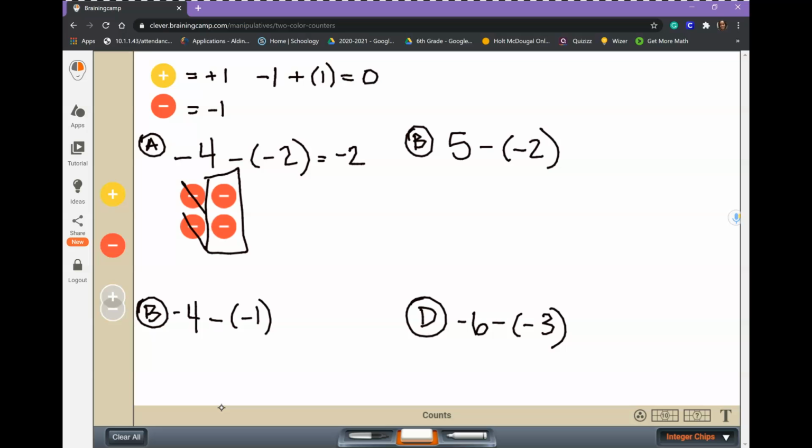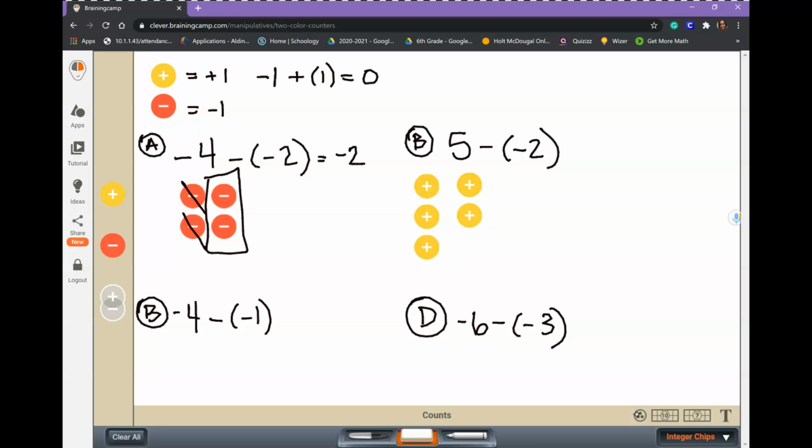For B, what if the number you want to take away isn't there? So it says 5 minus negative 2. My 5 is positive though, so I'm going to have 1, 2, 3, 4, 5.